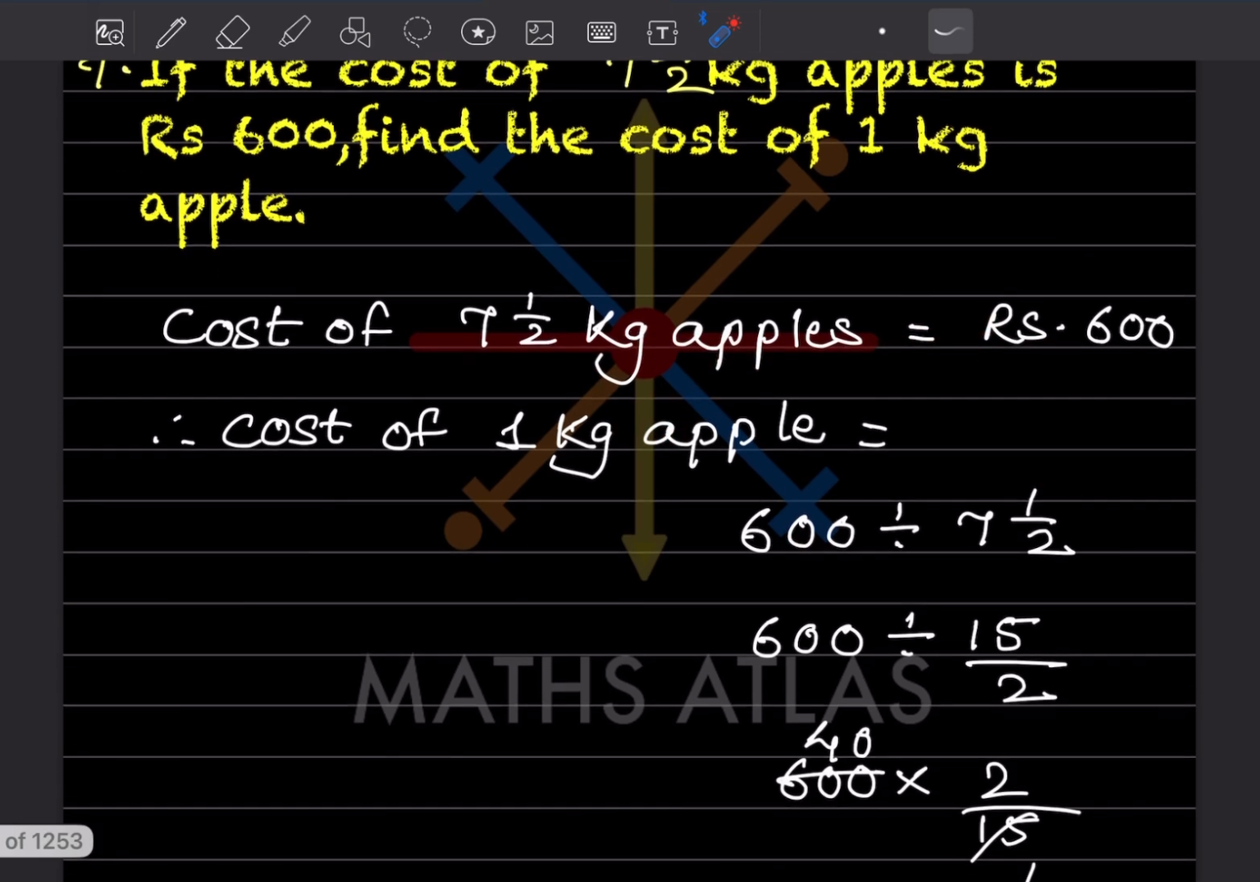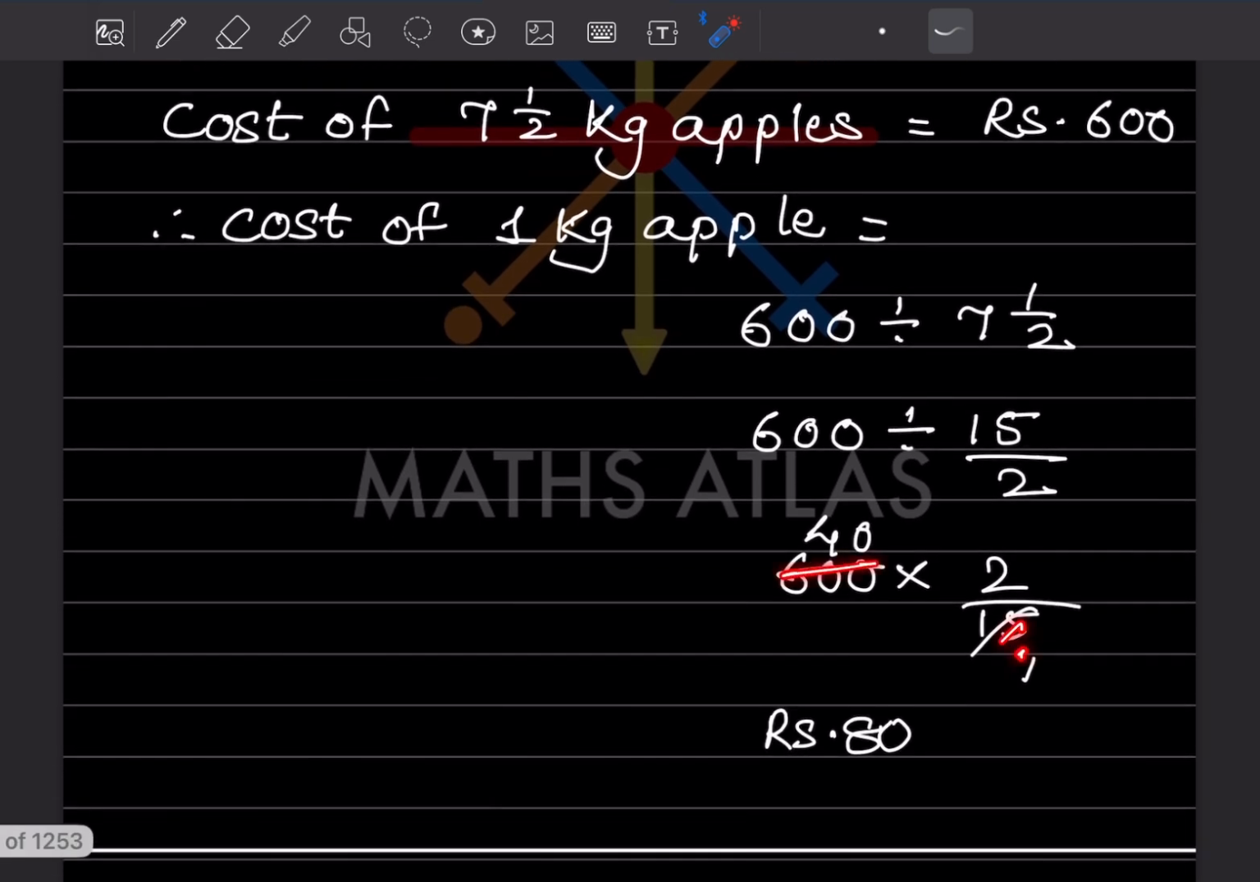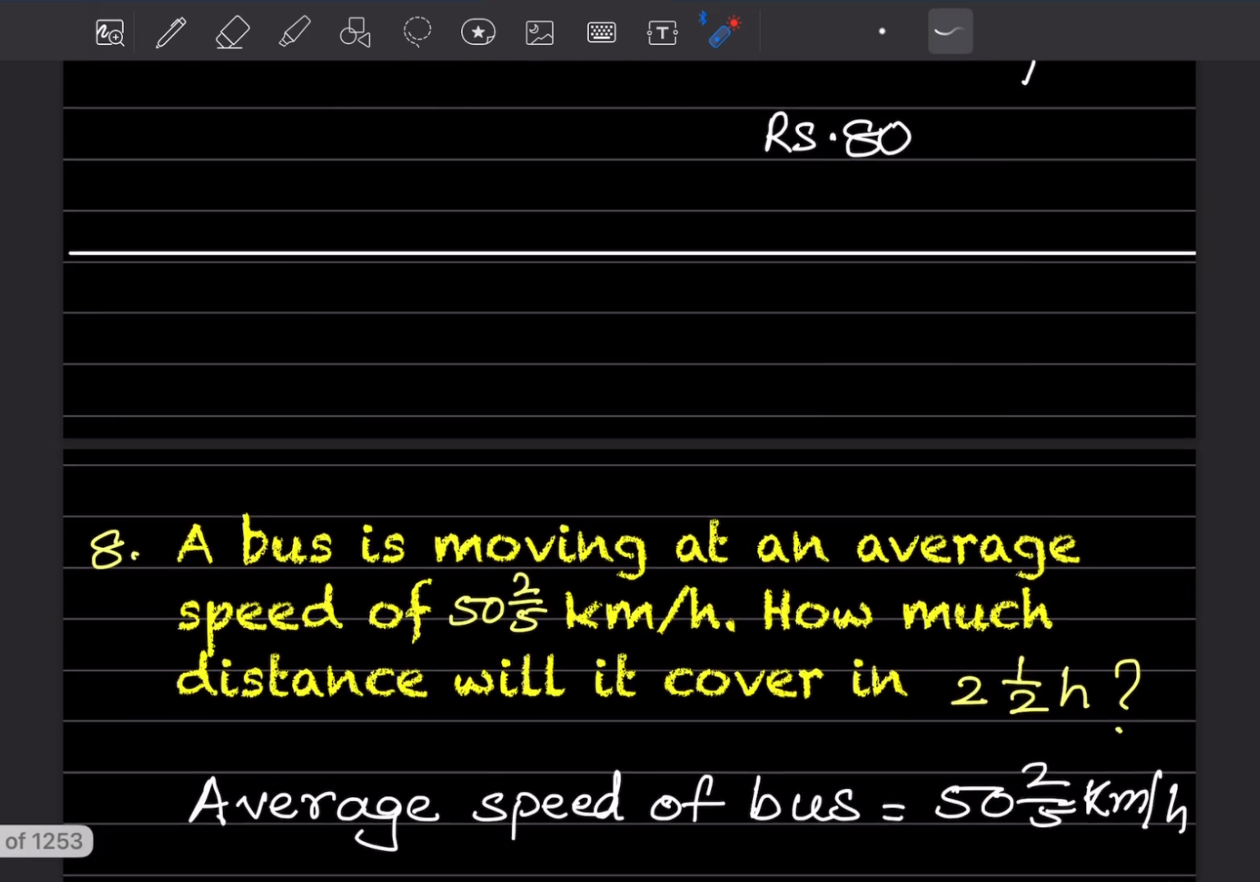Now that will be 600 divided by 7.5. Because this is mixed, let us make it an improper fraction. That is going to be 14 plus 1, 15 by 2. So now this will be multiplied, so this will get flipped over, so that will be 2 by 15. So 15 ones are 15, this 40, 42s are 80. So the cost of 1 kg apple will be 80 rupees.